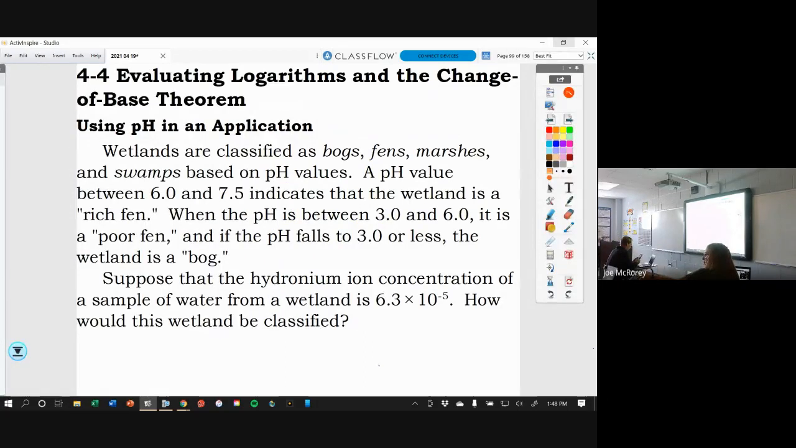My bad. Wetlands are classified as bogs, fens, marshes, and swamps based on pH value. A pH value between 6 and 7.5 makes it a rich fen. pH between 3 and 6, it's a poor fen. Less than 3, it's a bog. The hydronium concentration of a sample of water in some wetland is 6.3 times 10 to the negative 5th power. How would we classify this body of water?